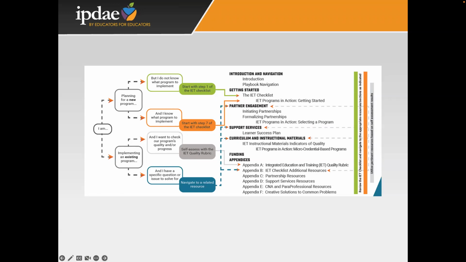Both of these program administrators may review the IET checklist and then navigate to the appropriate resources and sections within the playbook as needed. If a program administrator is already implementing a program and they want to reflect on the program's quality and/or progress, they may start by self-assessing their program with the IET quality rubric and then navigate to the appropriate resources and sections within the playbook as needed. If a program administrator is already implementing a program and they have a specific question or issue to solve for, they may navigate to a related section to utilize a specific resource or read about an existing program's implementation with various case studies.